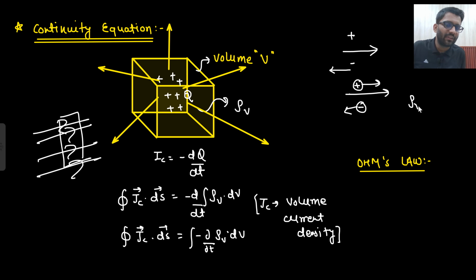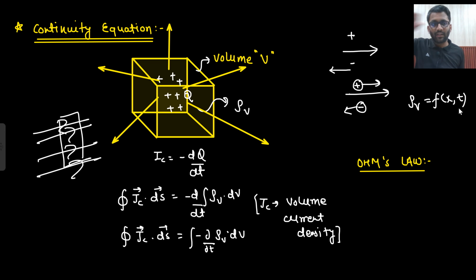Look, this rho v could be a function of space as well. It could be a function of time as well. But I am differentiating with respect to time only. So I need to take the space coordinate as constant.